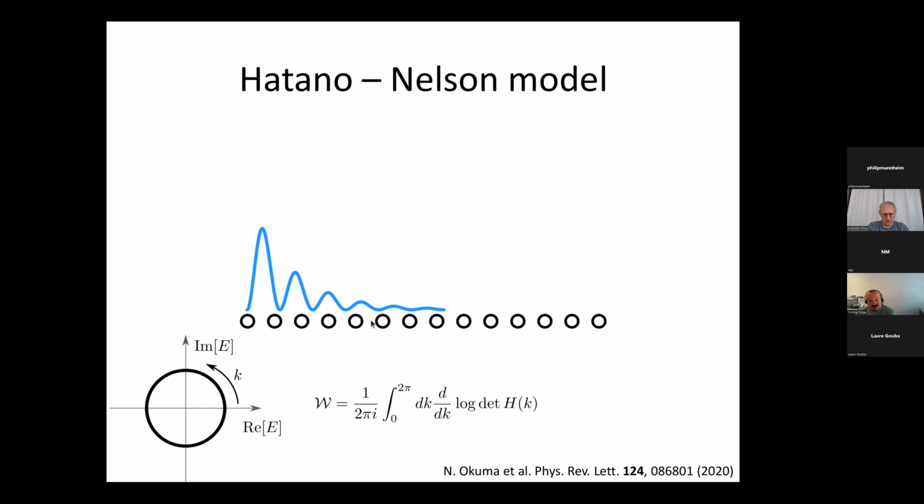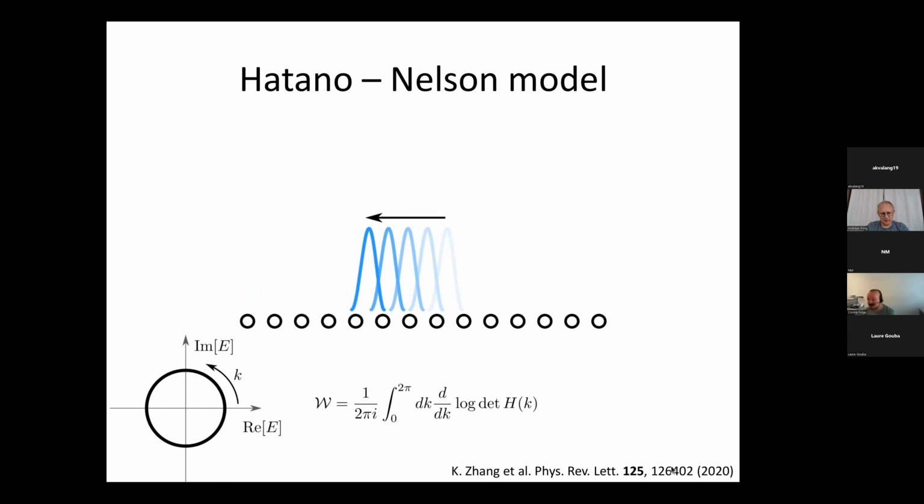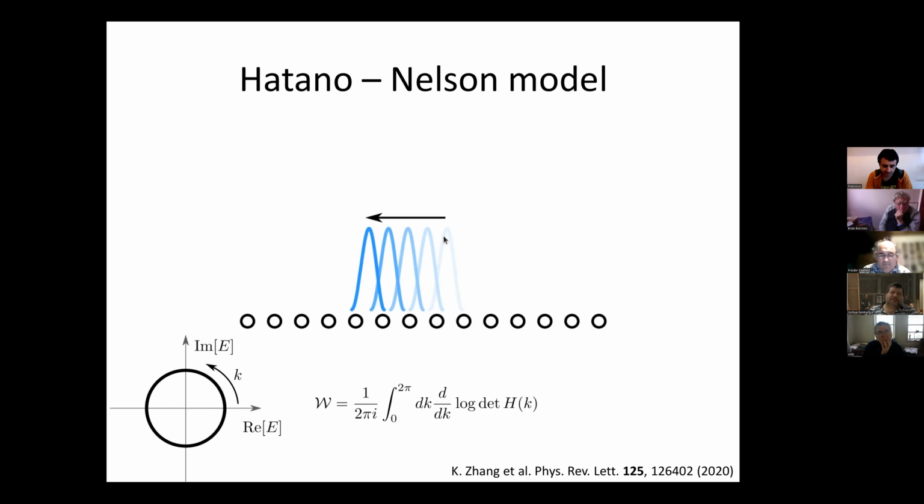There's a second signature of non-trivial topology in the system, and this is a bulk signature. It turns out the non-zero winding number has been related, in this paper, to a non-zero net bulk current. So if I start with some wave packet localized in the bulk of the system, this is not an eigenstate, so it will evolve in time. And when I apply the time evolution operator to this initially localized wave packet, I will see that the wave packet will move in one direction.